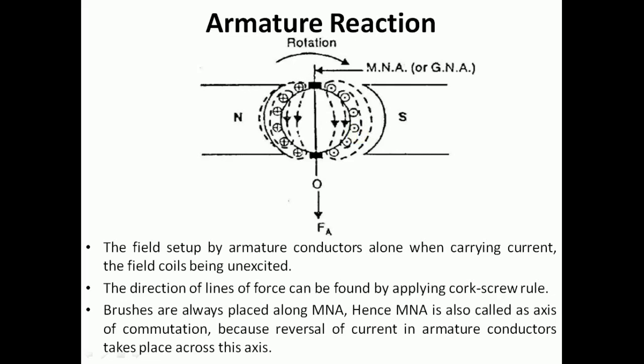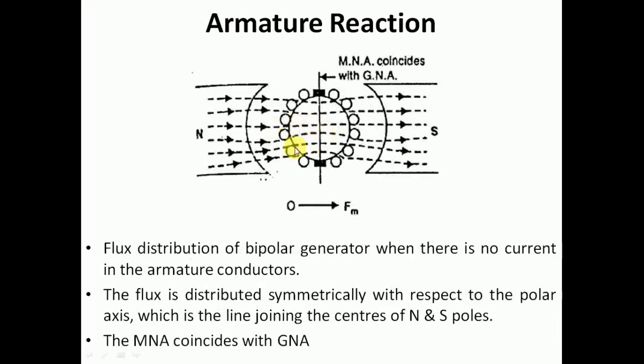We have seen the distribution of armature flux alone and the distribution of main flux alone. The direction of main flux is the same as the direction of main field MMF. It is represented by a vector here, OFM. The M in the F indicates that it is main field flux.